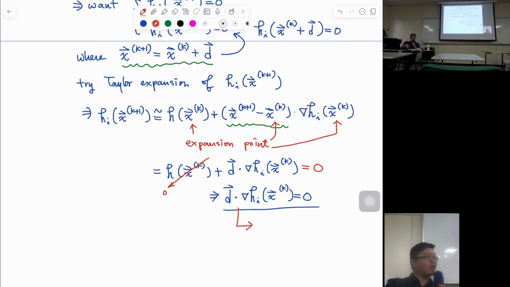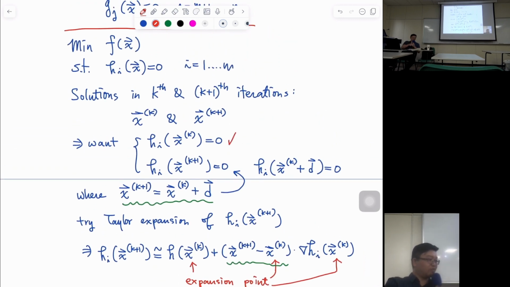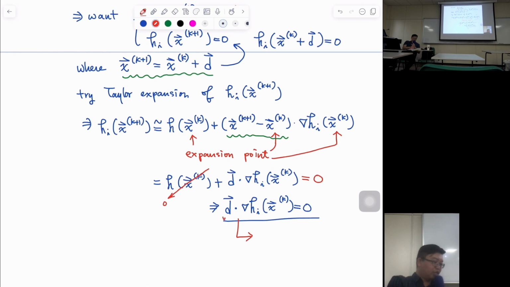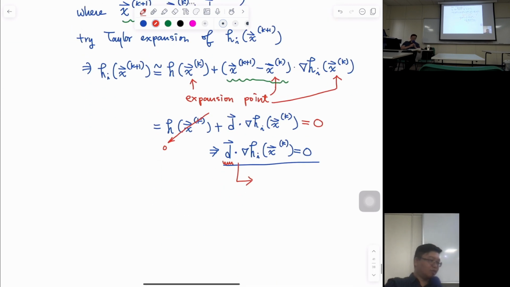If our starting point is feasible, that means our starting point satisfies the equality constraint here. If I can find some good moving direction d, and the good moving direction d satisfies this rule, d dot product with the gradient of h equals zero, then I can guarantee the second equation is satisfied. So my new point remains feasible. So this equation helps us keep the feasibility of the optimization process. This equation keeps the design point feasible all the time.